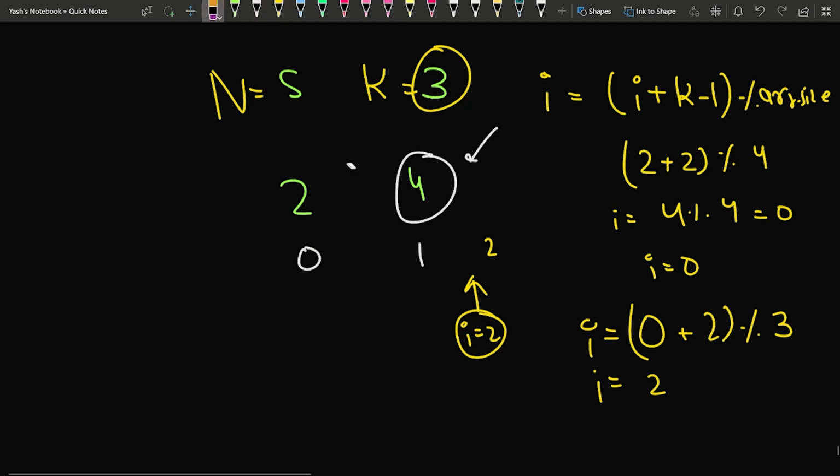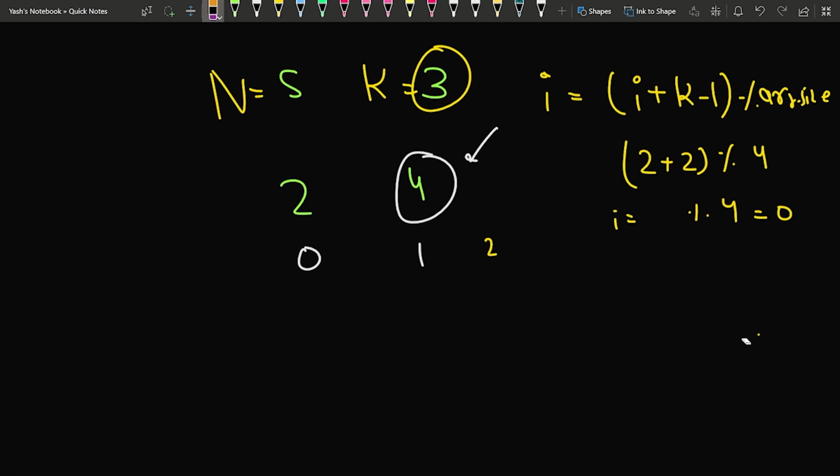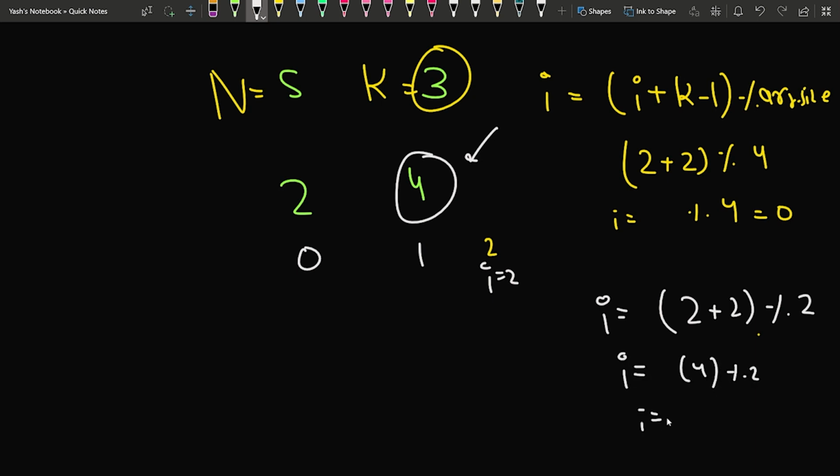But how will I do this in terms of programming? Again I'll update my I. Currently I is standing at 2, right? So 2 plus, again k minus 1 is 2, and then I'll take the modulo with the size of the array, that is 2. So I is equal to 4 modulo 2, which is nothing but 0. So I will stand at 0. Again, wherever I is standing, I'll kill that particular person. So I'll kill this person.